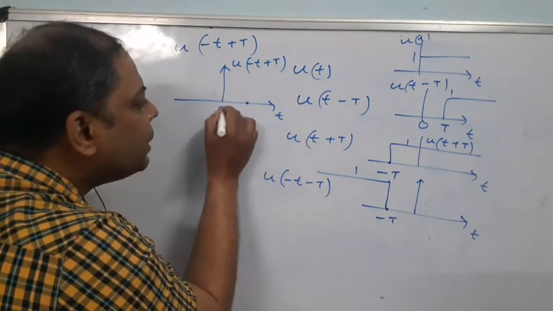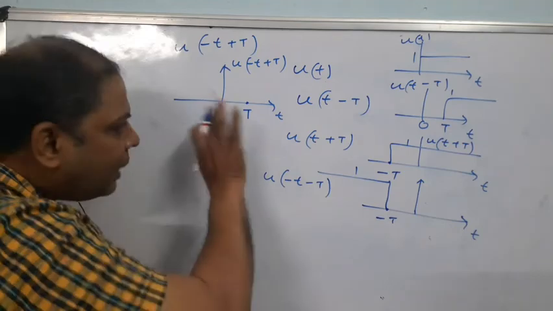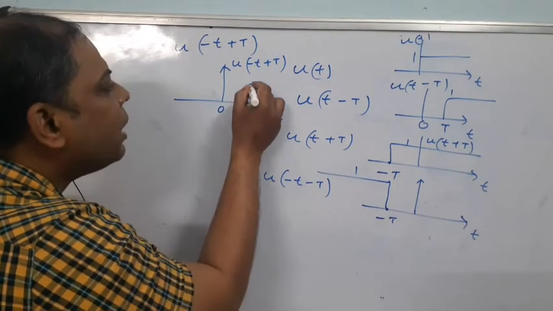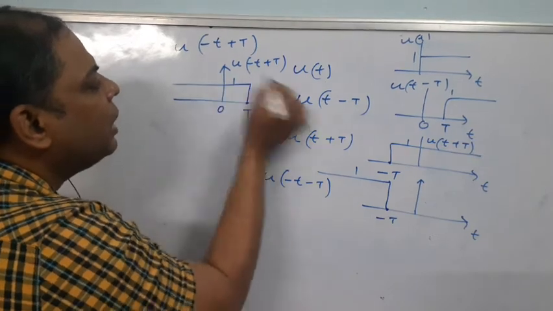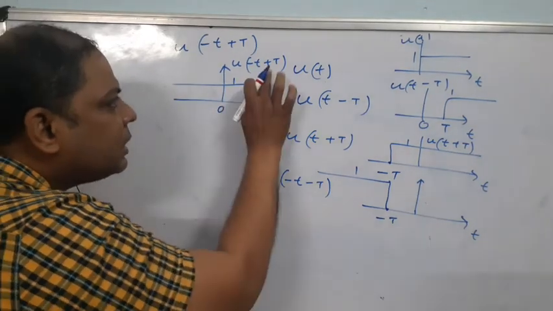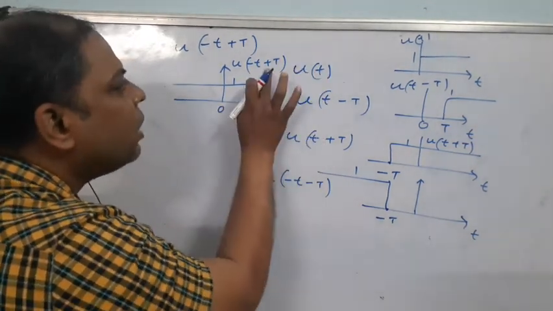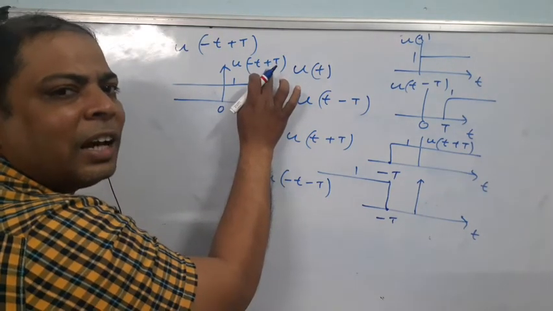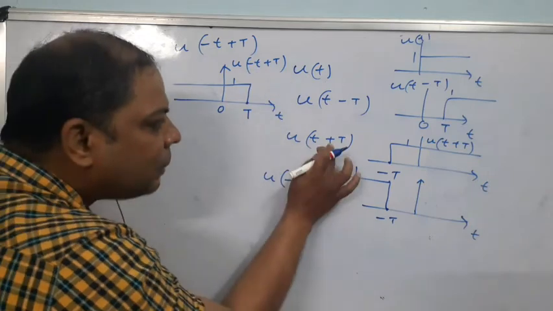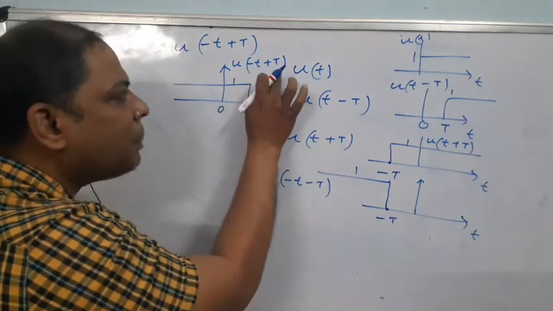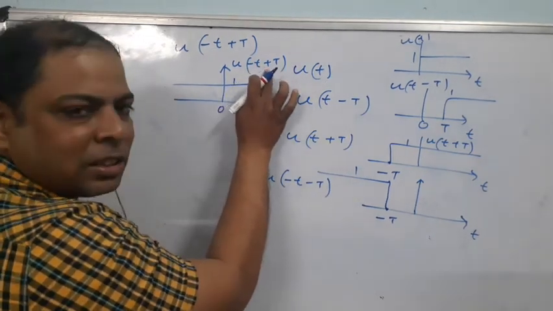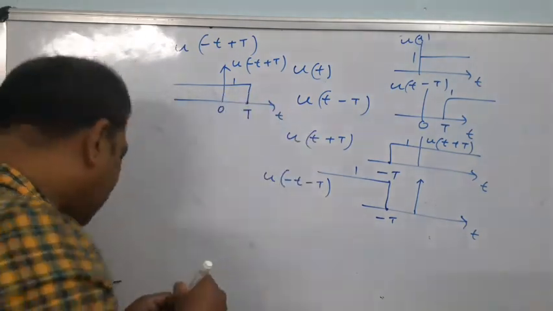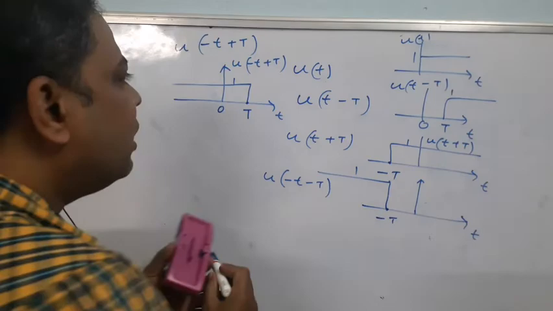Right shifting means origin is right. That means this point is definitely T. So here just mark folded signal. This is your right shifting operation. Plus is not always left shifting. In general it is left shifting, but for minus t plus capital T, folded signal with plus, you can imagine this is your right shifting operation. So these things I have covered in my last discussion.